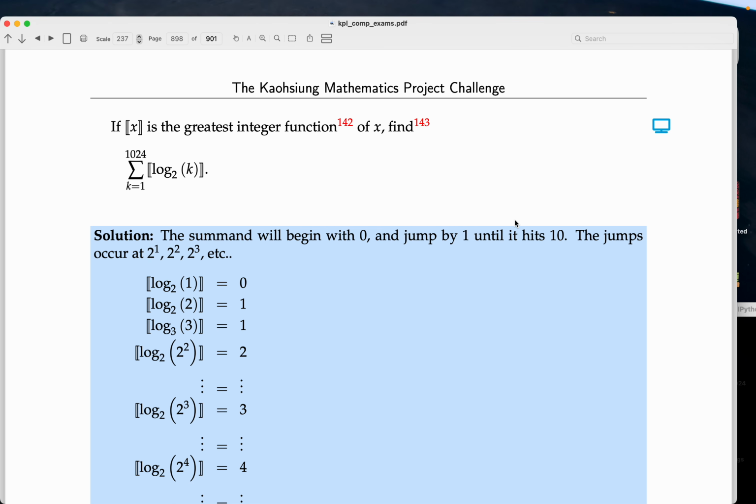Okay, so this was the summation from 1 to 1024 of the floor of log base 2 of k. So k is going from 1 to 1024. At the whiteboard, we said this thing was jumping from 0 to 1 to 2 to 3 to 4. And then we had to count the number of times the number 0 occurred, number 1 occurred, number 10 occurs, and so on, to get the sum.